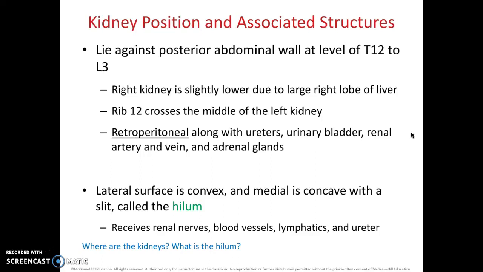Kidneys are described as being retroperitoneal, as well as the ureters, the urinary bladder, and the renal arteries and veins, and the adrenal glands. And remember, the adrenal glands sit on top of the kidney. So the lateral surface, meaning the outside, or the furthest from midline, is convex, and the medial is concave and has a slit that's called the hilum. And the hilum functions to receive renal nerves, blood vessels, lymphatics, and the ureter.